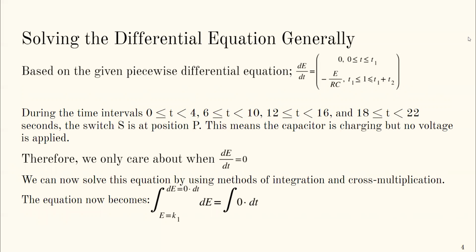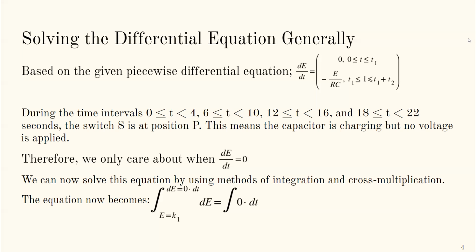And to solve this generally, basically, you'd use the piecewise differential equation that was given to us, which is dE/dt equals 0 between 0 and t1, and then it's equal to -E over RC whenever the time is between t1 and t plus. I'm actually bugging right now.